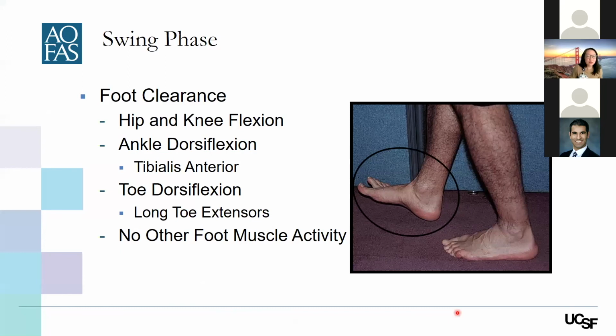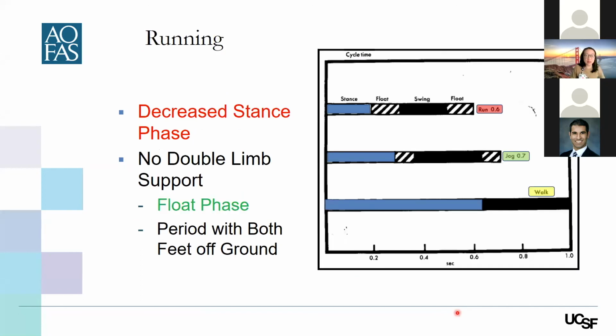Okay, so during the swing phase, not a whole lot happens in this phase of the gait cycle. This is where your hip and your knees are in flexion to bring up your foot, and then your ankles are in dorsiflexion. So here's where your anterior tib actually concentrically contracts. Your long toe flexors are working to hold those toes up. All of these things are to clear the foot as it swings and clear the ground, but there's otherwise no other muscle activity.